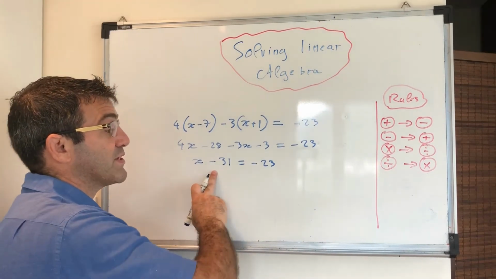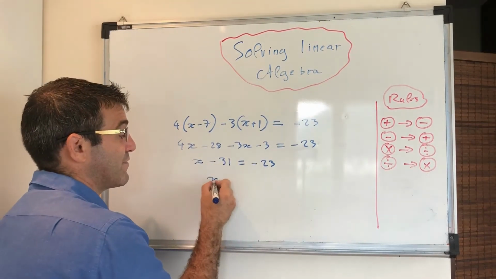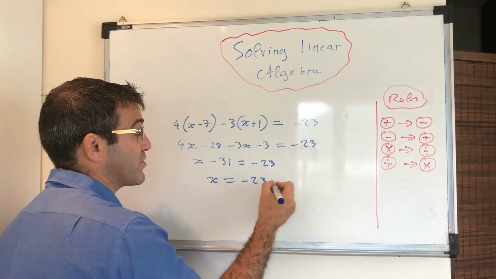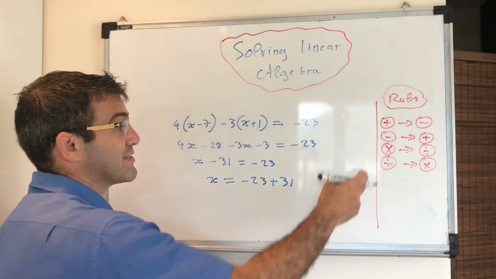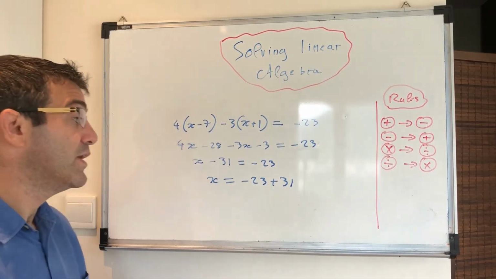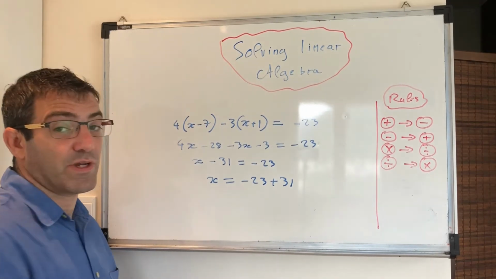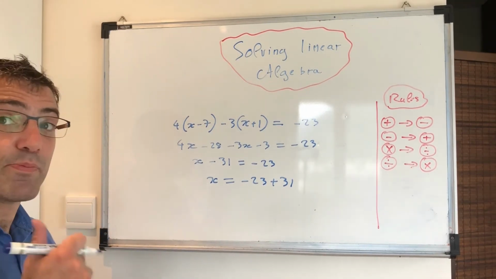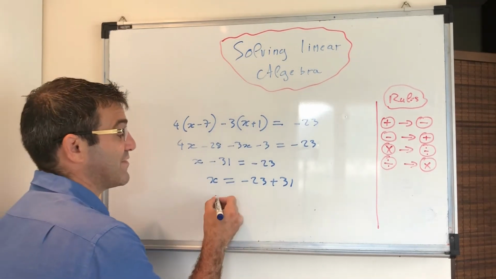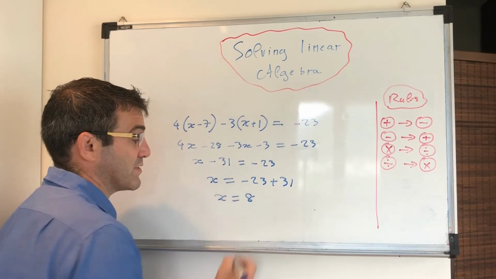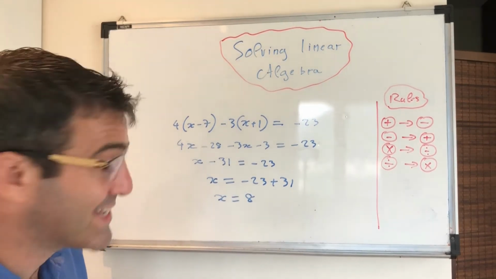So then if I move this quantity to the other side, I follow the rules of algebra, minus 23 plus 31, so this is my minus becomes plus rule. I'm at minus 23 meters underwater, I go up by 31, I find myself at 8 meters above water, so this is my answer, x equals 8.